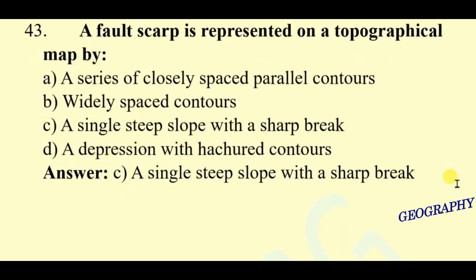Question 43. A fault scarp is represented on a topographical map by a series of closely spaced parallel contours, widely spaced contours, a single steep slope with a sharp break, a depression with hachure contours. Here the right answer will be a single steep slope with a sharp break.